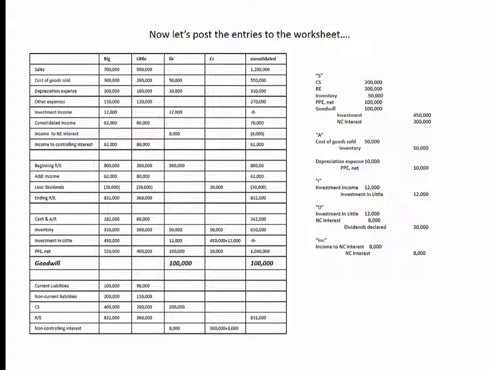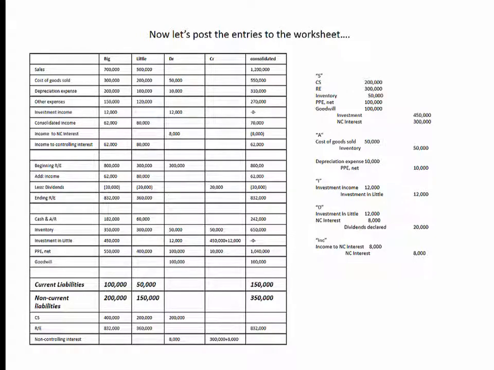Lastly, Goodwill, we tacked on $100,000 of Goodwill on the consolidated balance sheet. And it bears repeating again, that Goodwill does not exist on Big's balance sheet. The Goodwill does not exist on Little's balance sheet. It's only created in the consolidation process. So again, next year when we do this, we will again have to reestablish that $100,000 of Goodwill yet again. Our liabilities, current and non-current, there were no adjustments, so we simply add across those rows.